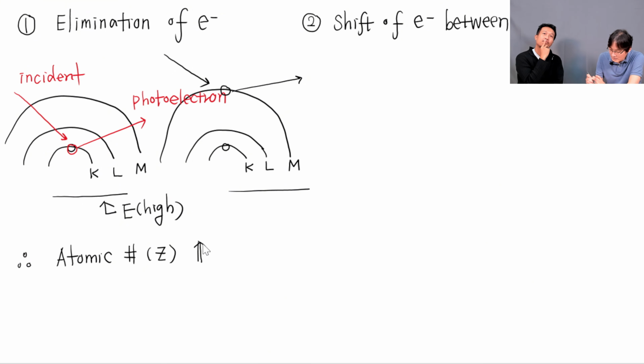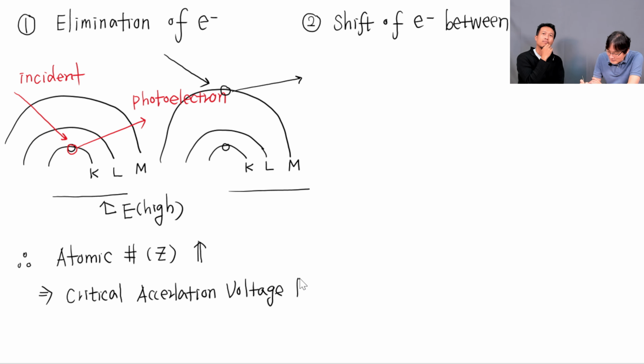This means, do you think the energy required to remove or eliminate the electron should also be increased? Right. So that's why, let's say critical voltage, let's use that one for the acceleration voltage. Acceleration voltage increases, right? This should be the same.